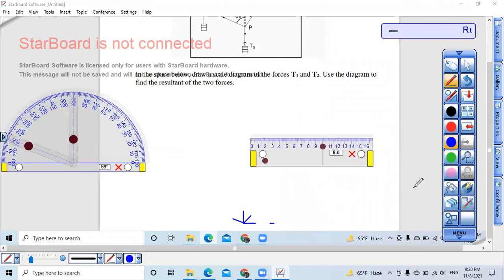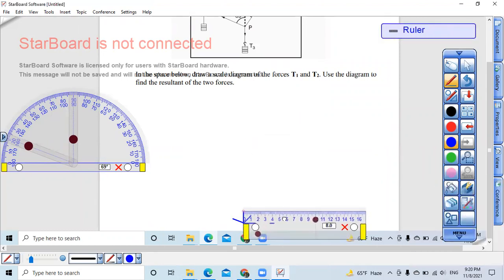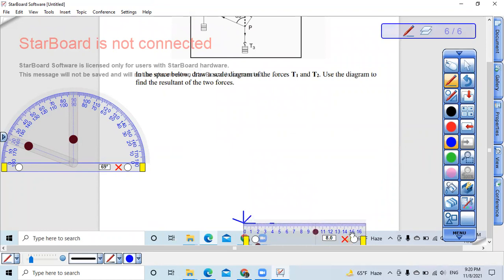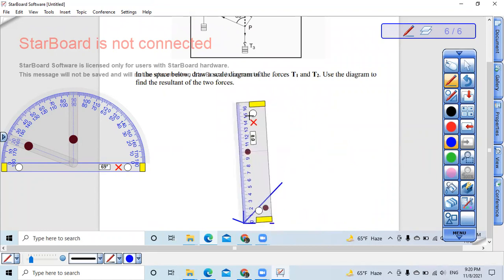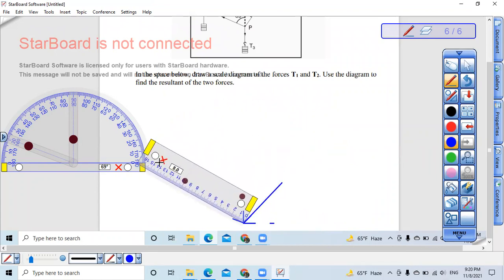Use the ruler again. How many centimeters will I use? I'll use, as I told you, 8 centimeters. They give us the scale of 8 centimeters. The 8 Newton is 8 centimeters. We are going to draw like this. So this is 8 centimeters, and I'll use it to draw the other one here of 6.